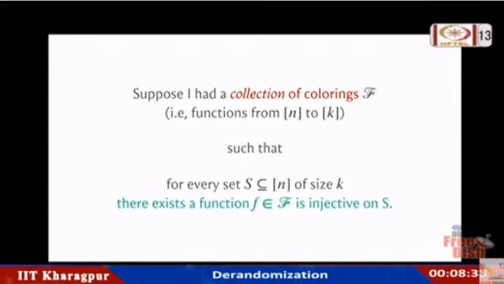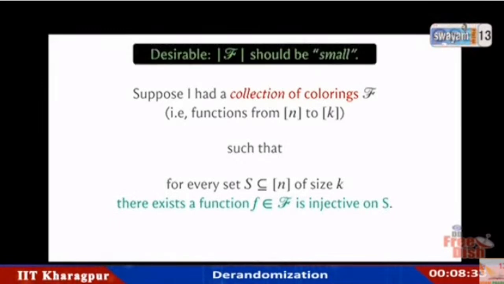So the crucial thing, of course, was the first thing that we mentioned, which is that we want this collection of colorings to be small, because you can imagine that you can come up with such a collection quite easily by simply going through every subset of size k and just coming up with a function that is specialized to that subset. So you could say, look, I'm going to color this subset injectively and do something arbitrary on the rest, and this would be a perfectly valid collection, but it would have size n choose k, which is still not good enough for us.